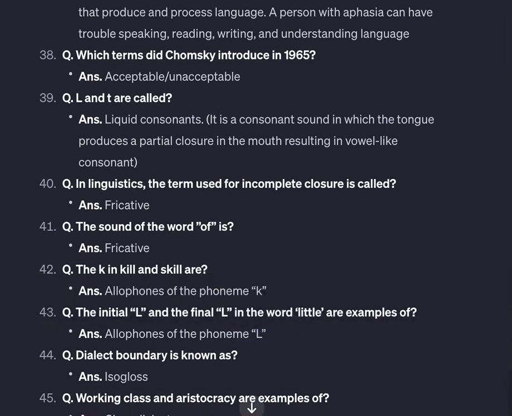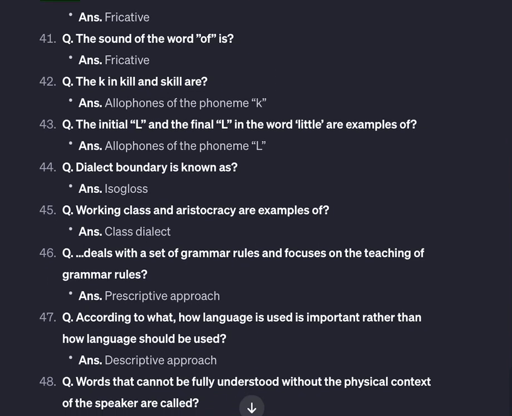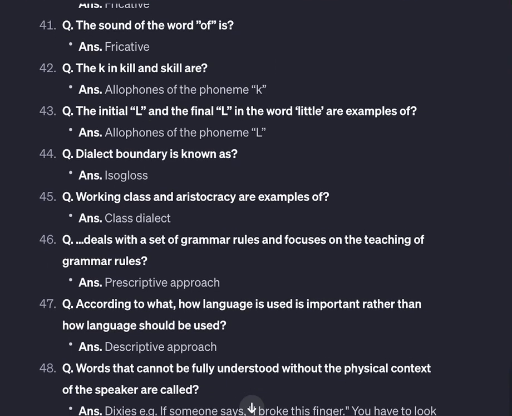Fricative. 41. Q. The sound of the word "of" is ANS. Fricative. 42. Q. The K in "kill" and "skill" are ANS. Allophones of the phoneme K. 43. Q. The initial L and the final L in the word "little" are examples of ANS. Allophones of the phoneme L.